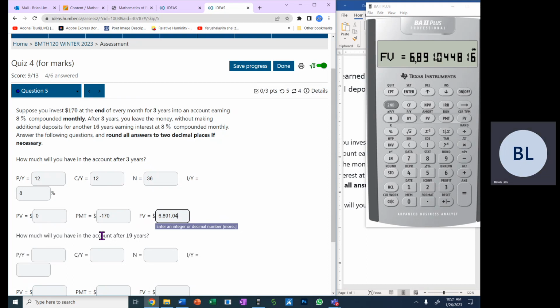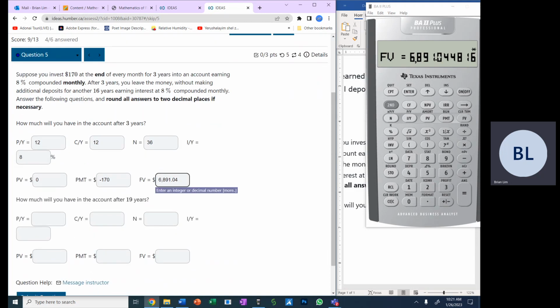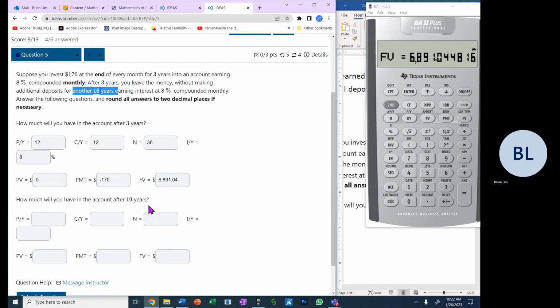Okay, $6,891.04. So how much will be in the account after 19 years? Well, the 19 years is coming. Please don't be deceived or misled. There's 3 years, and after 3 years is another 16 years that comes up. So when they're saying how much is in the account after 19 years, it really refers from the very start.